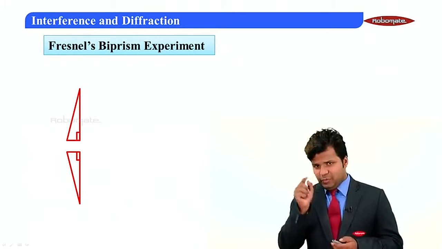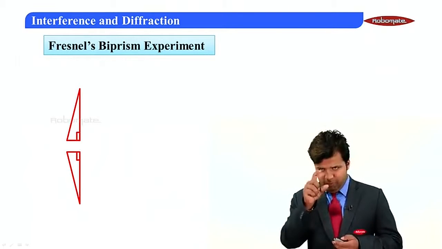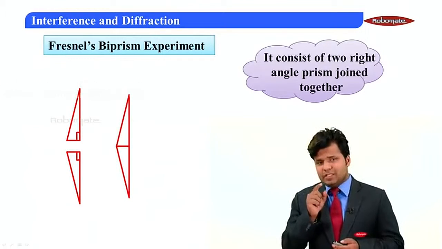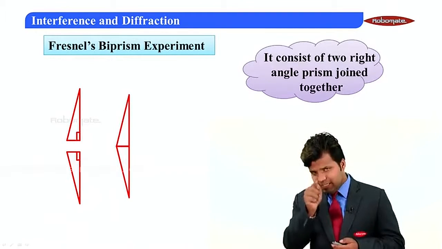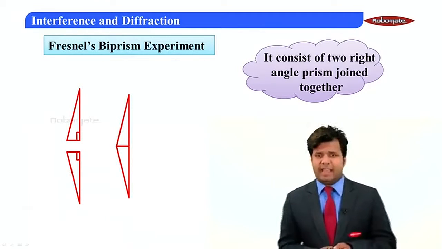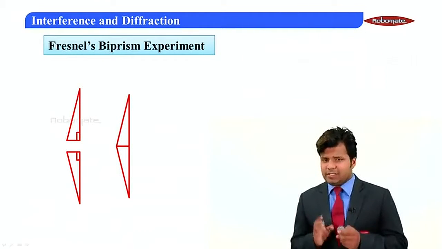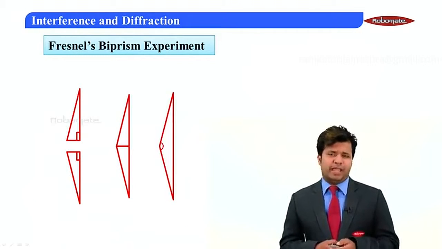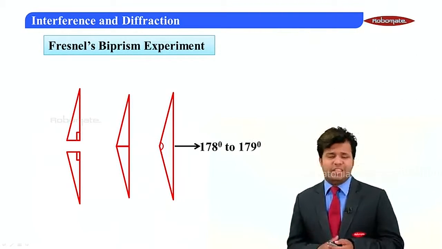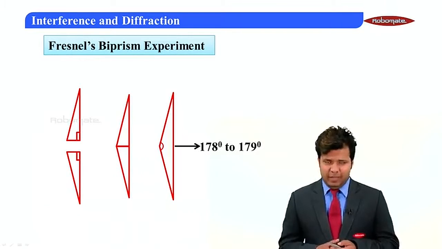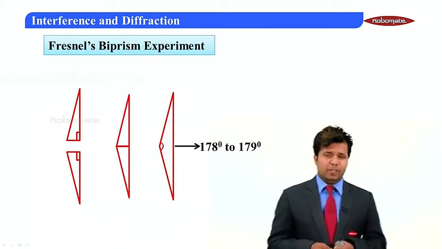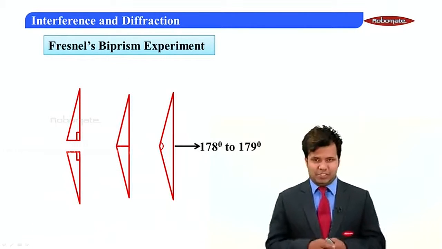Now when these two right angle triangles meet together and form a prism, the resultant angle formed is close to a supplementary angle. This angle would be 178 degrees to 179 degrees, students. This angle is responsible for creating two virtual sources.